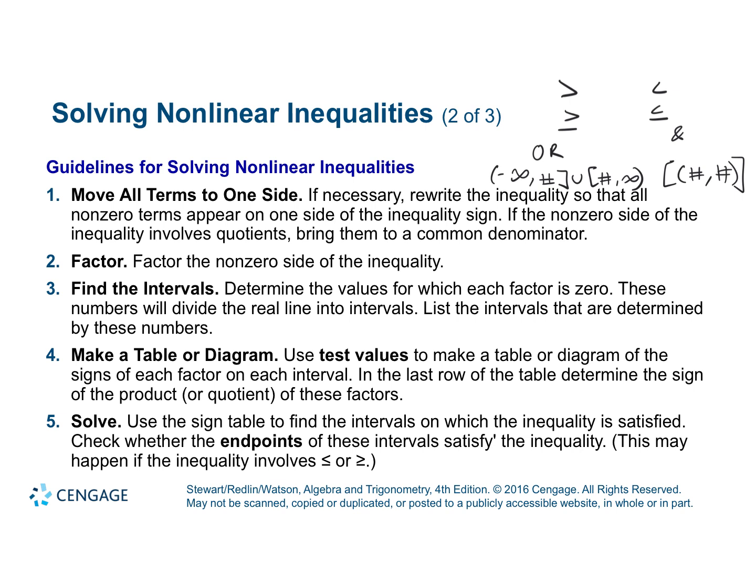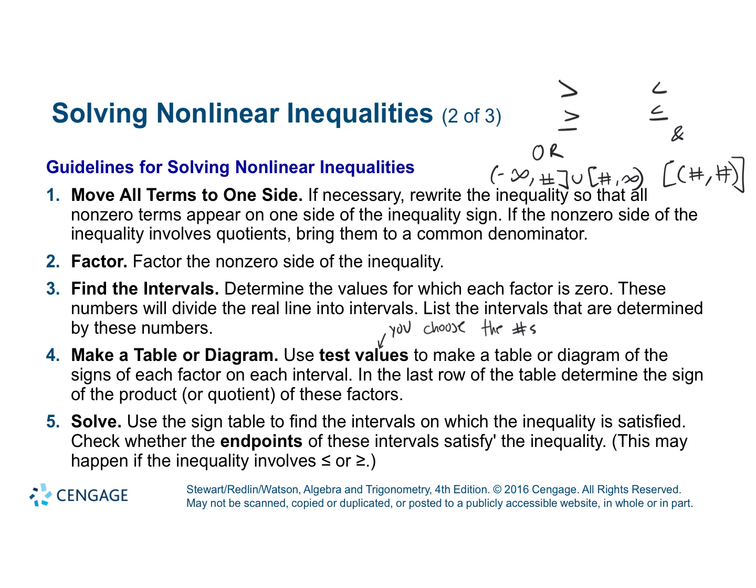Step 4, you're going to make a table or a diagram. Use test values to make the table and diagram. The test values are just numbers that you would choose. So you choose the numbers. Make sure you choose numbers that make sense. As we go over it, it's going to become easier. And step 5, you're going to solve. Use the sign table to find the intervals for which the inequality is satisfied.